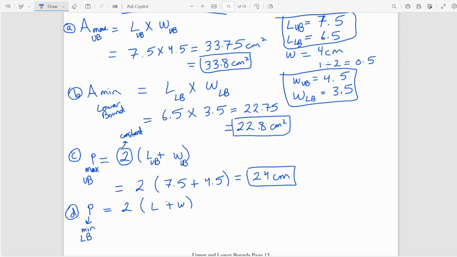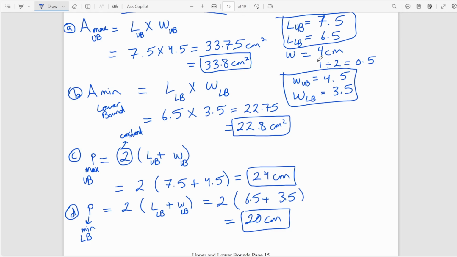To achieve the minimum of 2 variables being added together, we take the lower bound for this and the lower bound for the other variable. So it's going to be 2 times 6.5 plus 3.5. And we're going to go ahead and plug those numbers on the calculator. And we get 20 centimeters. Okay, so this is the minimum possible value of the perimeter.